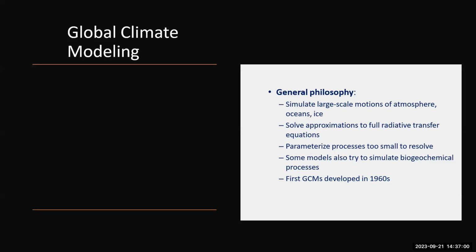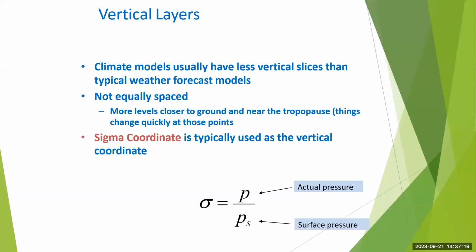And overall, some models also try to simulate the biogeochemical processes which go on. The first global climate models were developed in the 1960s. Effort-wise one can see where it started and how things improved, and now the changes we are seeing, the new models and the predictions which are coming up.